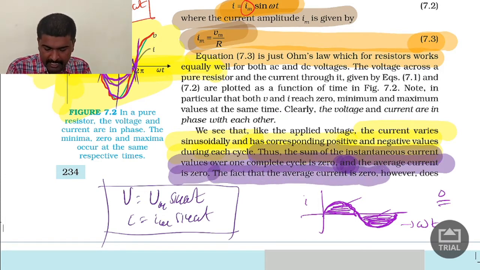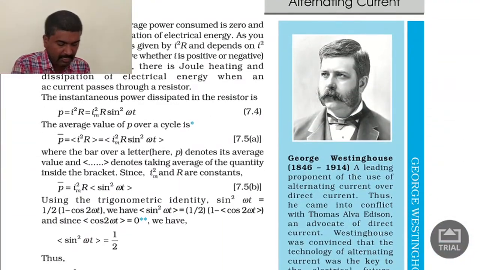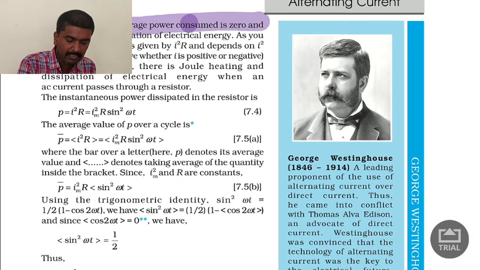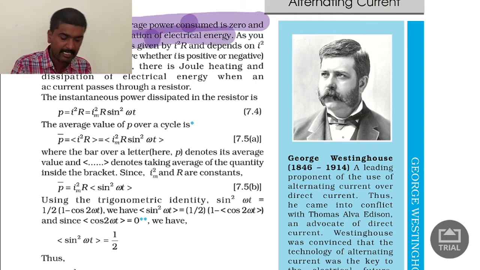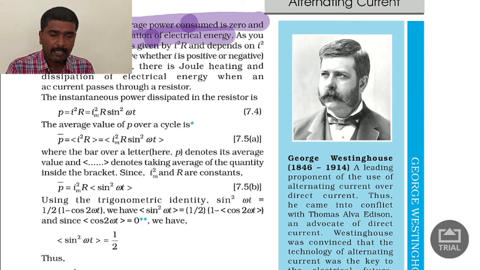The fact that the average current is 0, however, does not mean that the average power consumed is 0 and that there is no dissipation of electrical energy, because we have said that whenever current is going in the resistor, the power dissipation is equal to I square R.